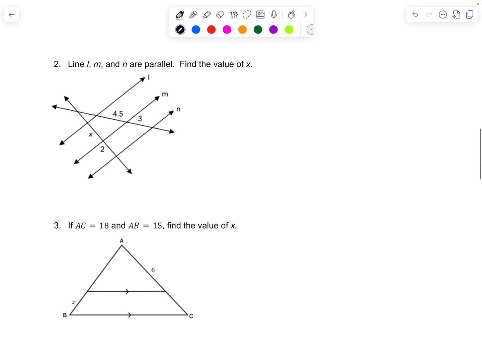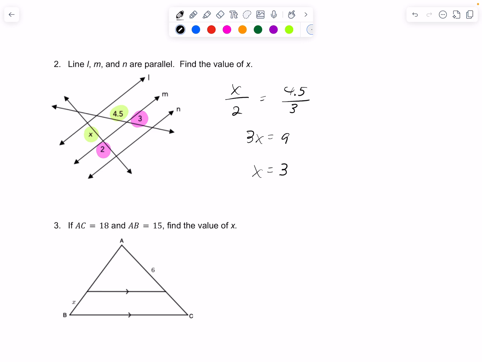Okay, all right, let's do number 2. Number 2 says, these three lines are parallel, L, M, and N. Find the value of x. So this is using the triangle proportionality theorem, which is going to state that this x over this 2 is going to be equal to this 4.5 over this 3. Okay, this is probably the most basic way you would see it. All right, if you wanted to cross multiply, you get 3x equals 9 or x equals 3.